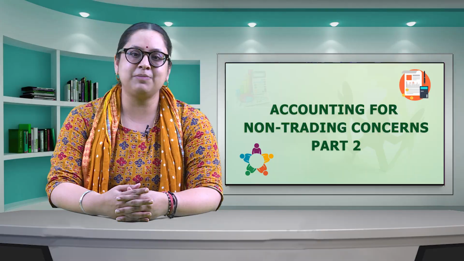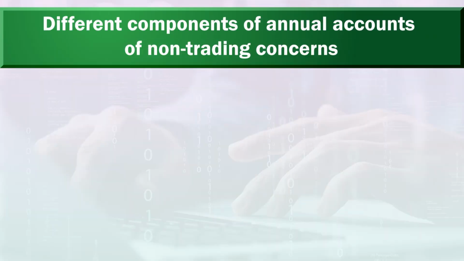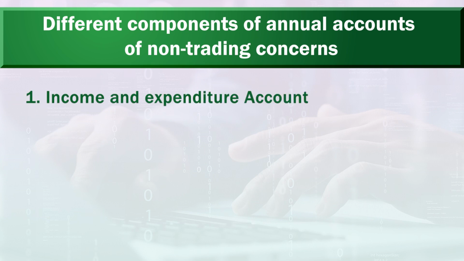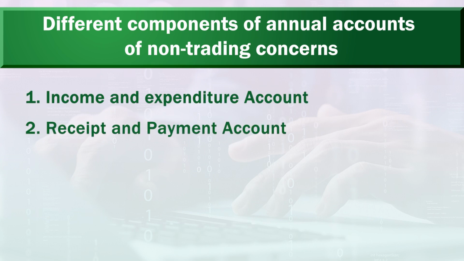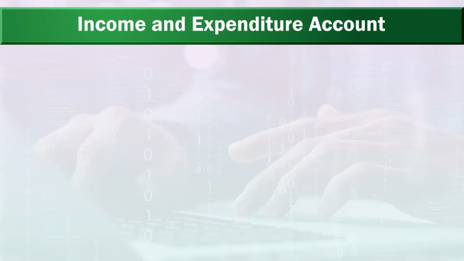After having clarity about capital and revenue incomes and expenses as well as deferred revenue expenses, we will discuss the different components of annual accounts of non-trading concerns. 1. Income and expenditure account. 2. Receipt and payment account. 3. Balance sheet. Let us commence with the income and expenditure account.